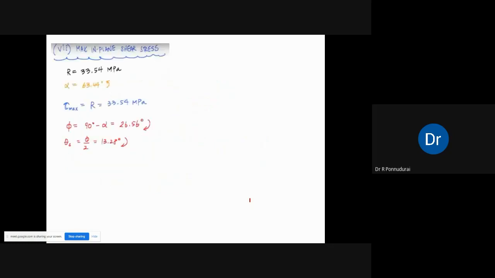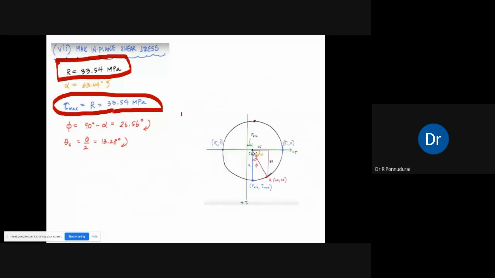In the same way, we want to go for the maximum in-plane shear stress. We know the radius of the Mohr circle, R, gives you information regarding the shear stress. So tau max will be R. So this phi, this is the 0 degree angle plane. From this, the maximum value is required. That is what the 5 by 2.